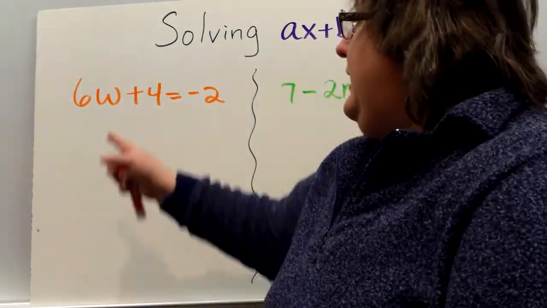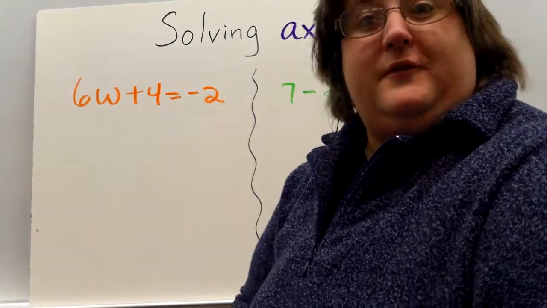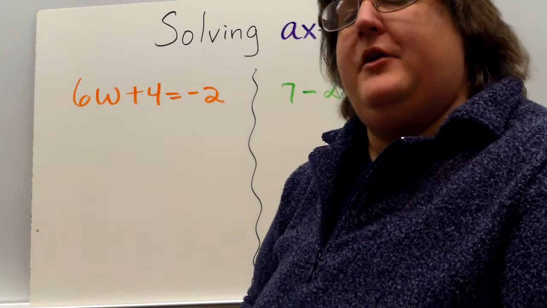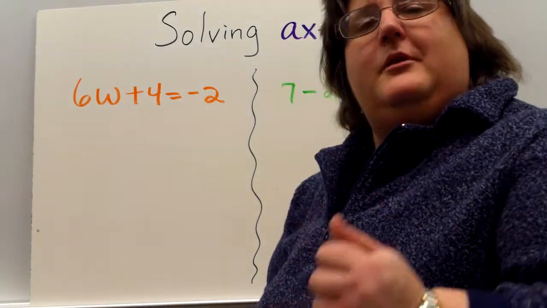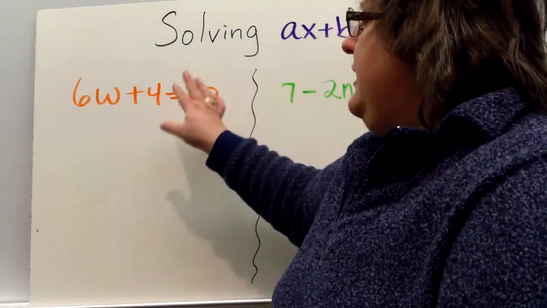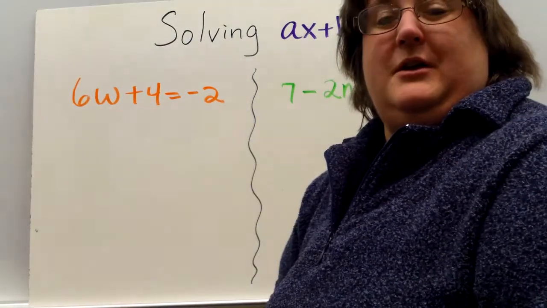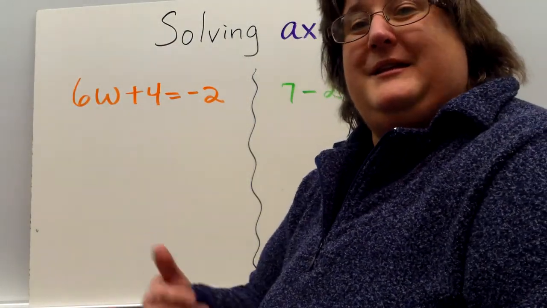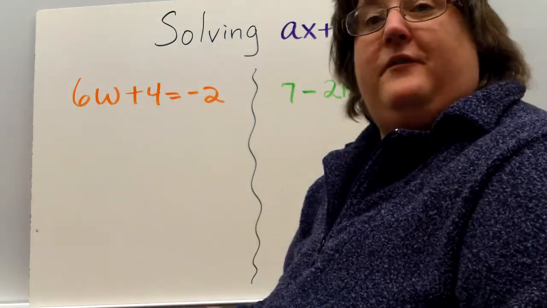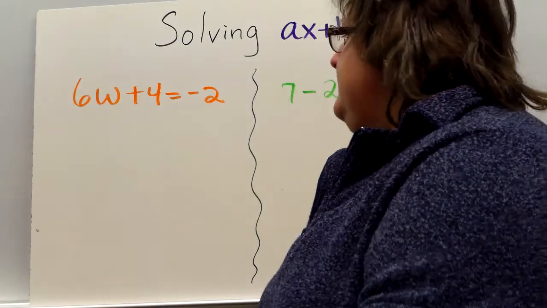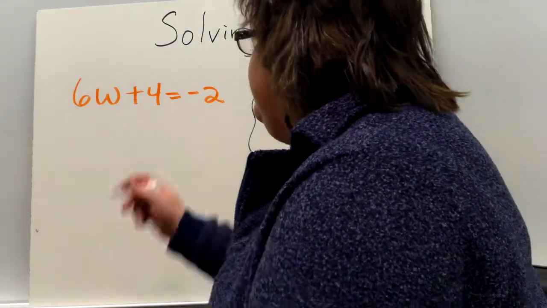We got 6w plus 4 equals -2. Remember, it's all about the variable. You want to isolate the variable, get it by itself. So really you don't care about the other stuff. Again, all about the variable. There should be nothing attached to it. So we first look and we see that there's a 4. We're going to need to get that out of there. So we're going to use that additive inverse idea.